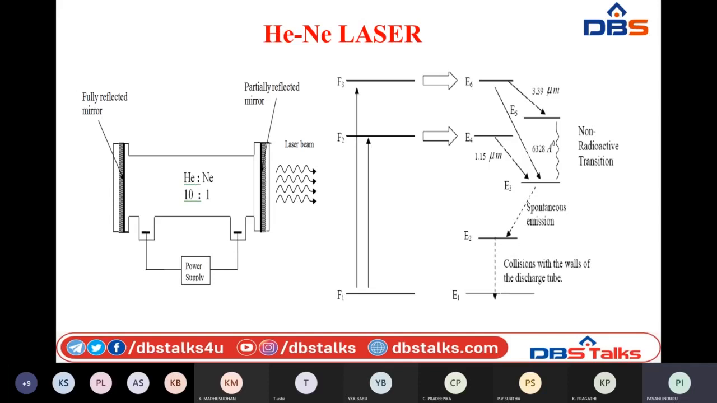Whenever the accelerated electrons strike the helium material, since it is light in weight, it is easily excited, and from the ground level the atoms go to the upper energy states F2 and F3. Since helium ions will not come back very quickly, they require some medium to come back to the ground level states.